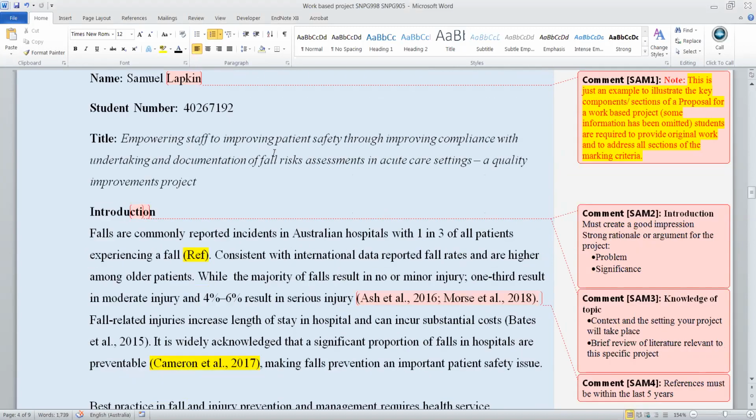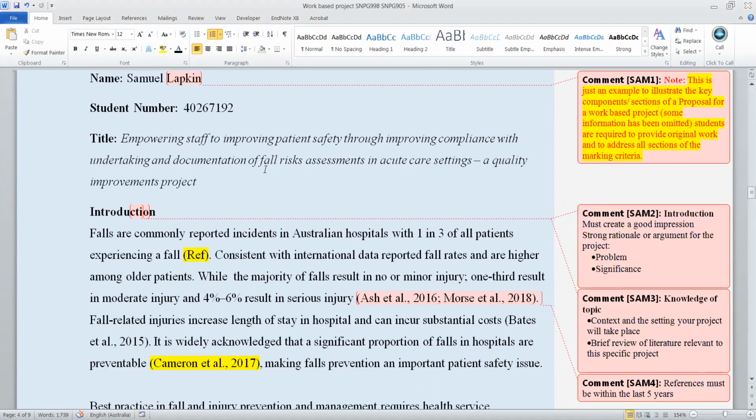This next part of your proposal is the introduction. This is really important because it gives a good impression. If anything, the introduction is one of the most important aspects of any proposal, of any written assessment piece. You need to clearly explain the problem and provide a strong rationale or argument for the project and its significance.